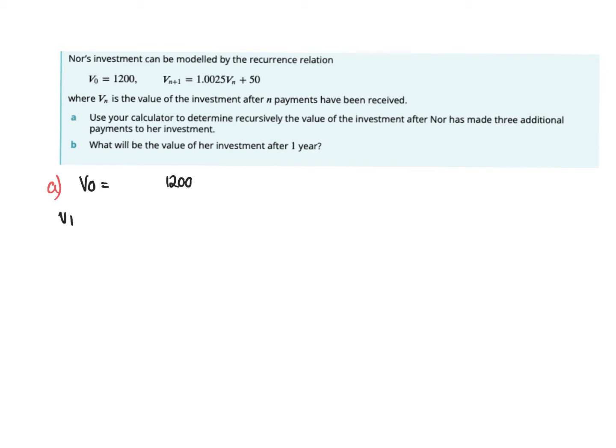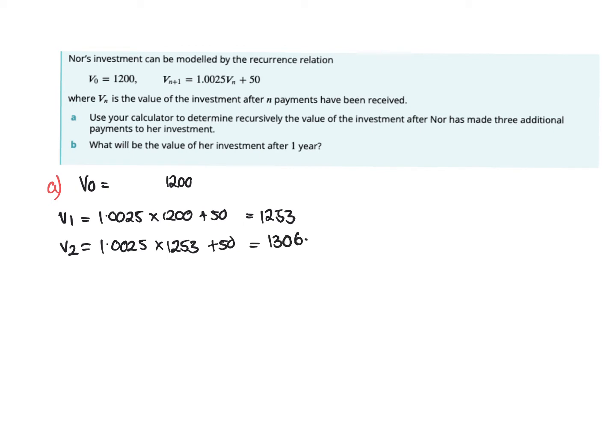We have to write that V1 equals 1.0025 times the 12,000 plus the 50, and we'll get an answer. So we have to write that. So let's just, all right, so we did that one, and you get 1253. So then you've got to show that V2 would have been timesing that one, 1253 plus the 50, and you get your answer. So remember, we would probably round to 2 decimal places.